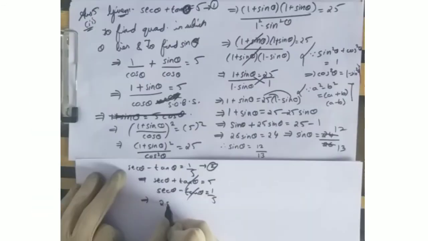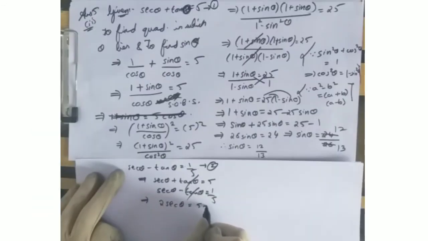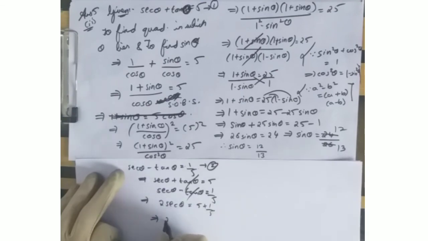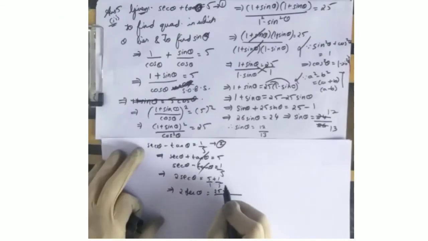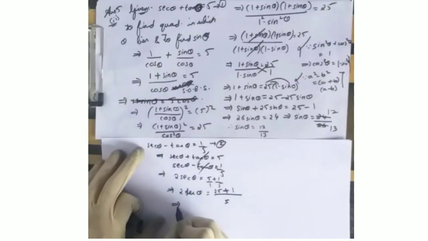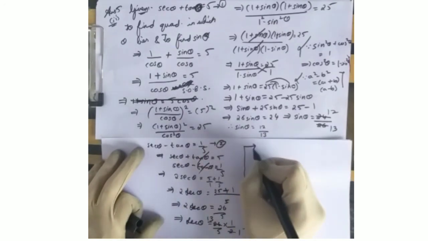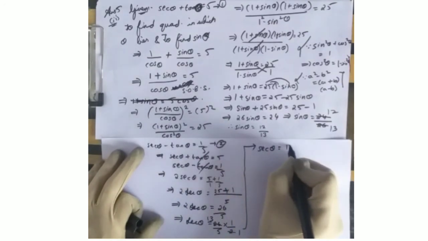So minus tan theta plus tan theta will get cancelled. You will be having 2 secant theta is equal to 5 plus 1 by 5. So we'll have 2 secant theta is equal to, 5 and 1, LCM is 5. 5 divided by 1 is 5, 5 into 5 is 25, plus 5 divided by 5 is 1 and 1 into 1 is 1. So 2 secant theta is equal to 26 by 5. So we'll have secant theta is equal to 26 by 5 into 2. If it goes outside, it becomes divided by, right? So 2 1s are 2, 2 13s are 26. So we have secant theta is 13 by 5.